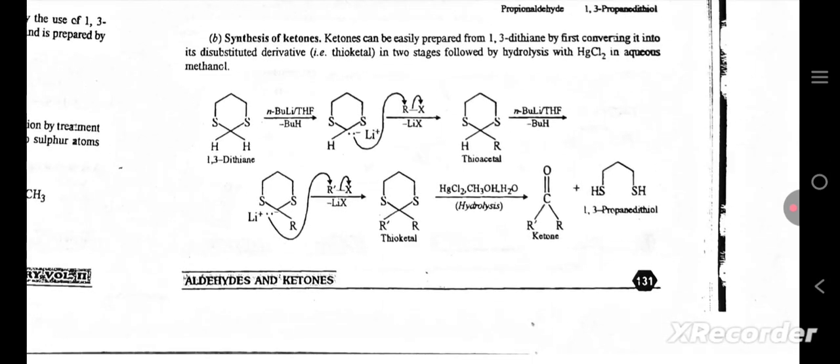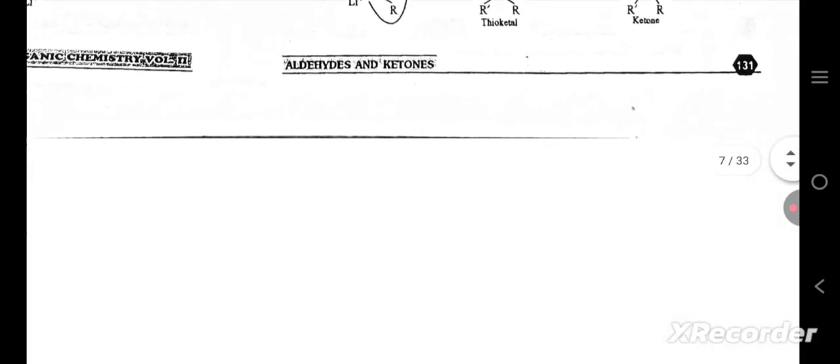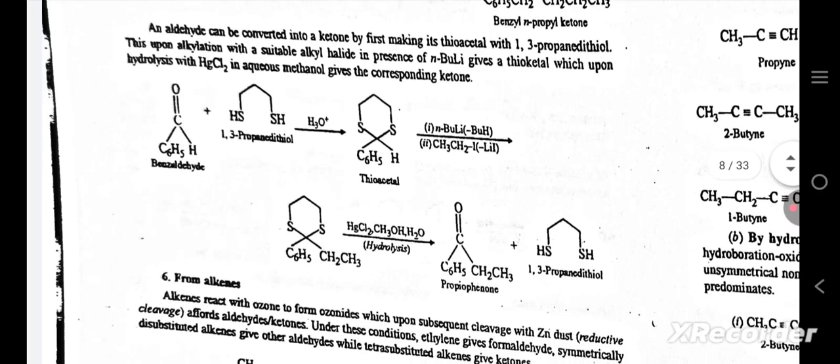Synthesis of ketones. Ketones can be easily prepared from 1,3-dithiane by first converting it into its disubstituted derivative in two stages, followed by hydrolysis with HgCl2 in aqueous methanol. An aldehyde can be converted into a ketone by first making its thioacetal with 1,3-propanedithiol. This upon alkylation with a suitable alkyl halide in presence of n-butyl lithium gives a thioketal, which upon hydrolysis with HgCl2 in aqueous methanol gives the corresponding ketone.